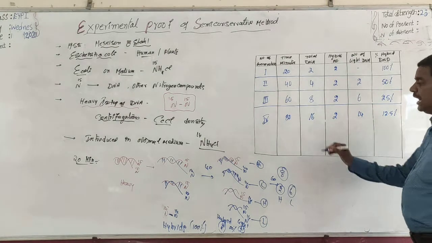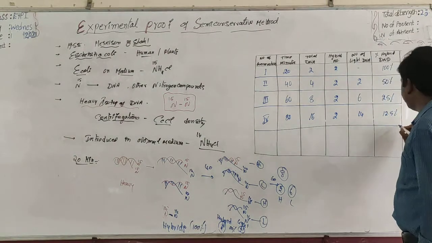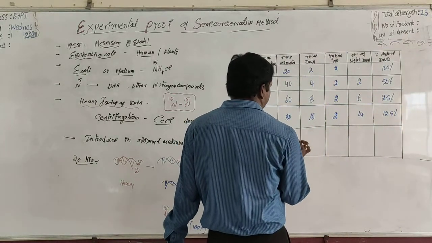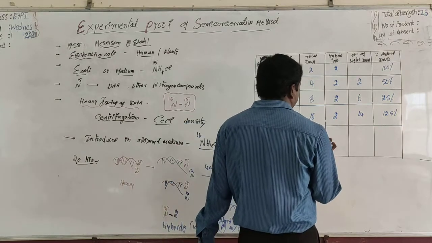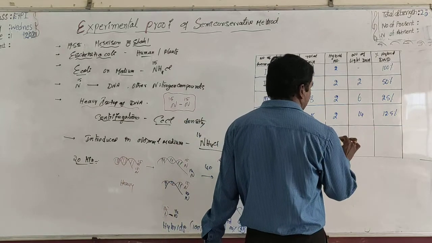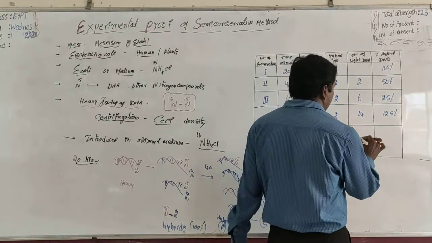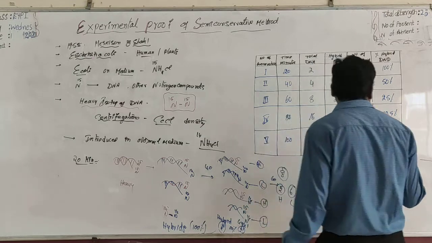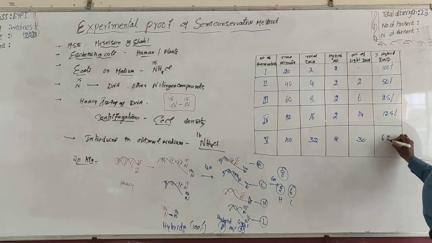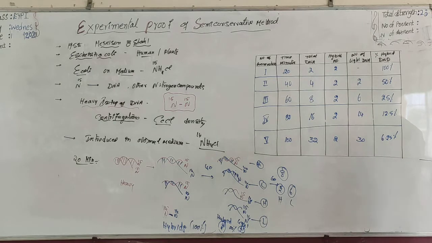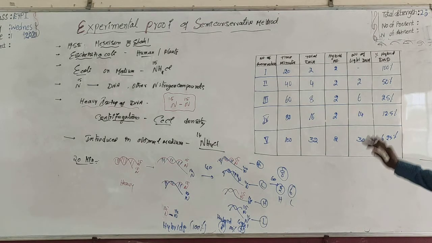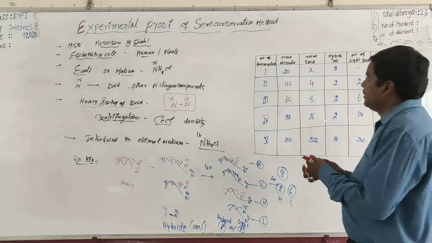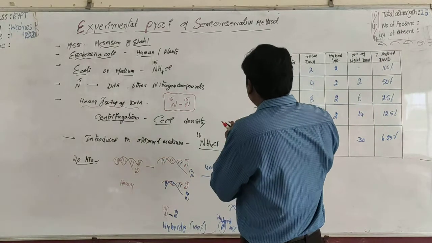and 12.5%. And now coming to another generation, this is fifth generation, that is after 100 minutes, and 32 total DNA molecules are formed, and 2 DNA molecules are hybrids, 30 DNA molecules are light, and 6.25%. Very important.